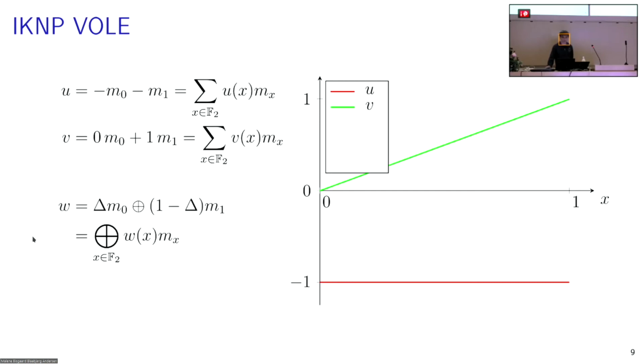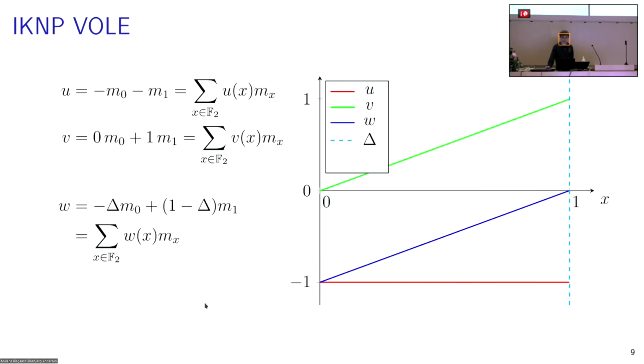So the received message W can also be written as such a linear function. And notice that its coefficients have a root at X equals delta. So here in the drawing, delta is 1, which allows the receiver to compute W without knowing M delta, because M delta just gets multiplied by 0. And then, as you can see, the difference between these two lines, W minus V, is -1 everywhere. And that matches U being -1 times delta, which is 1.